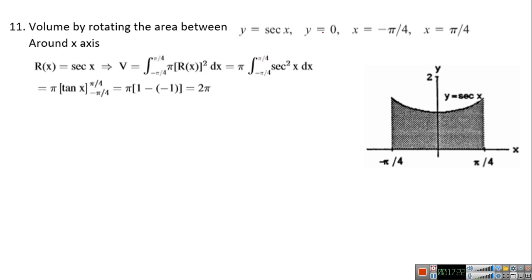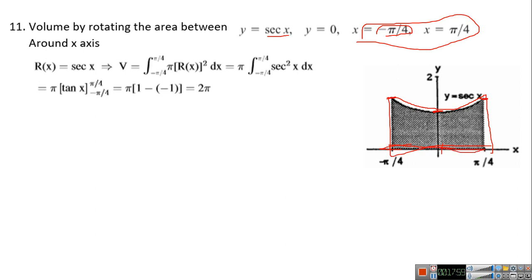You have secant x, from y equal to 0, from minus pi over 4. Now cosine pi over 4 is radical 2 over 2, or minus radical 2 over 2. The inverse would be 2 over radical 2. You can use your calculator. You get here a point. Take the middle to know how the curve looks like. If you put 0, we know secant 0 is 1. So this is 1. No need to have an accurate image. We have it from minus pi over 4 till pi over 4.